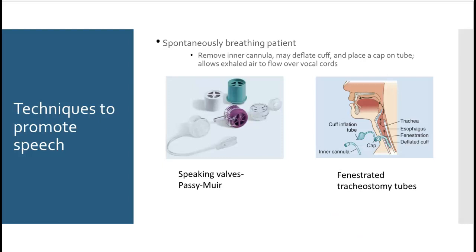There are also fenestrated tracheotomy tubes where they have some openings in the outer cannula, which allows holes in that inner cannula, and those holes help to direct some air towards the nose and mouth instead of just through the tracheostomy opening in the neck. And this allows the person to be able to make noises and speak. So one of these two things helps somebody to be able to speak.